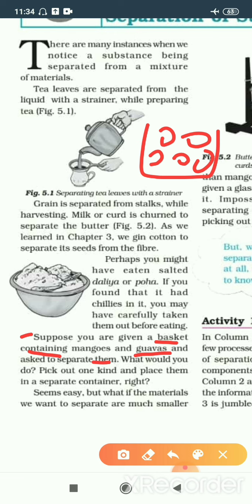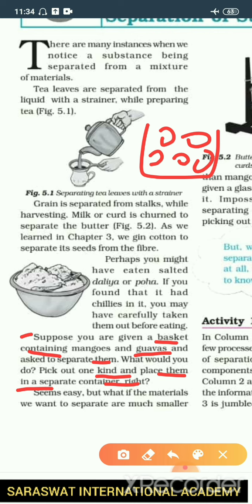What would you do? Pick out one kind and place them in a separate container, right? So tell me, how will you conclude that these are the guavas and these are the mangoes? Because for everything, if you talk about fruits, vegetables, liquid substances, solid substances, or gaseous substances, the separation is based on their appearance, their hardness, their softness.